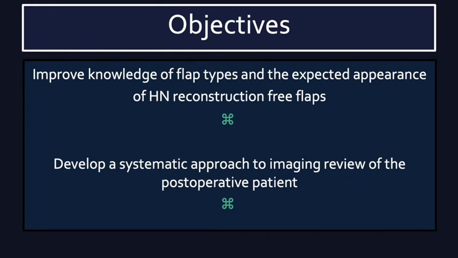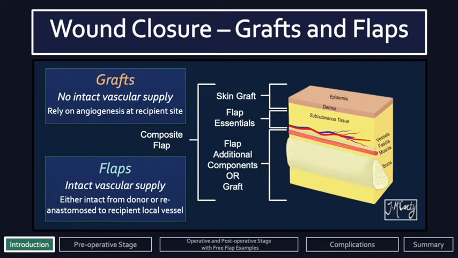Post-treatment imaging is an important part of cancer surveillance. The altered anatomy in these patients following oncologic surgery and head and neck reconstructive surgery is complicated. Over the next 30 minutes, I hope to improve your understanding of free flaps. While often used interchangeably, grafts and flaps are not the same. Grafts bring with them no intact vessels for surgical anastomosis, but rather rely on angiogenesis in the bed for viability. Meanwhile, vessels are an integral component of flaps.